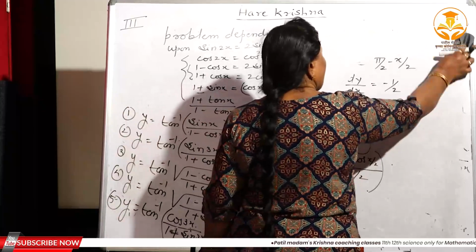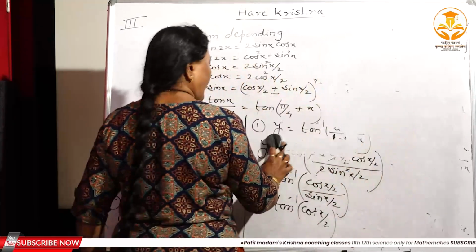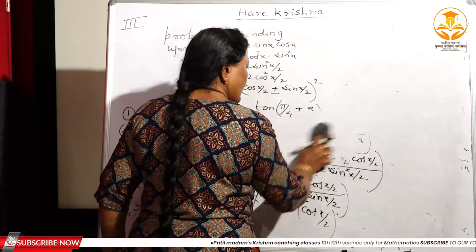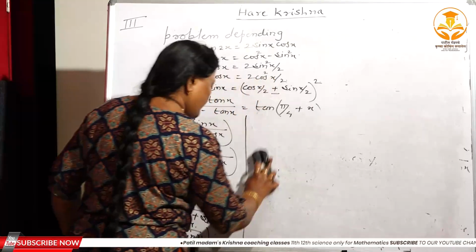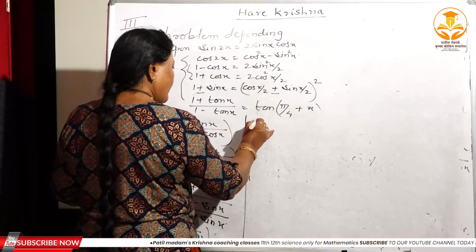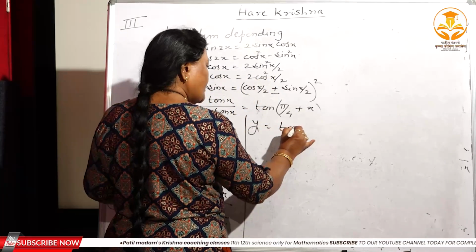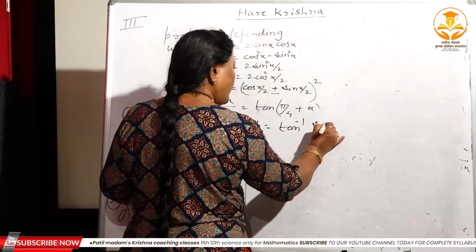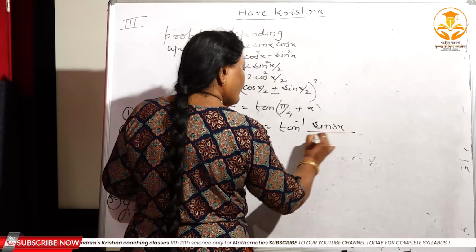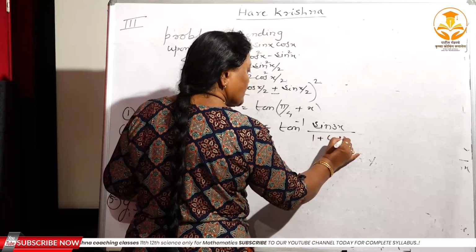Again I will take the second one. See, the second, that is y is equal to tan inverse of sin 3x divided by 1 plus cos 3x.